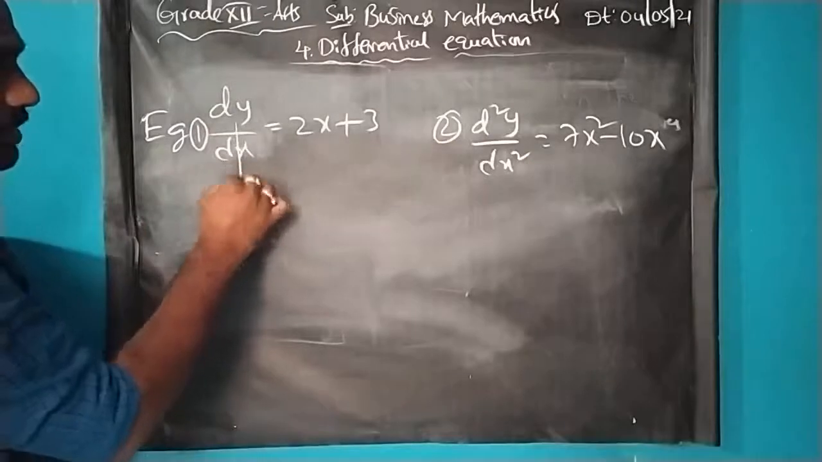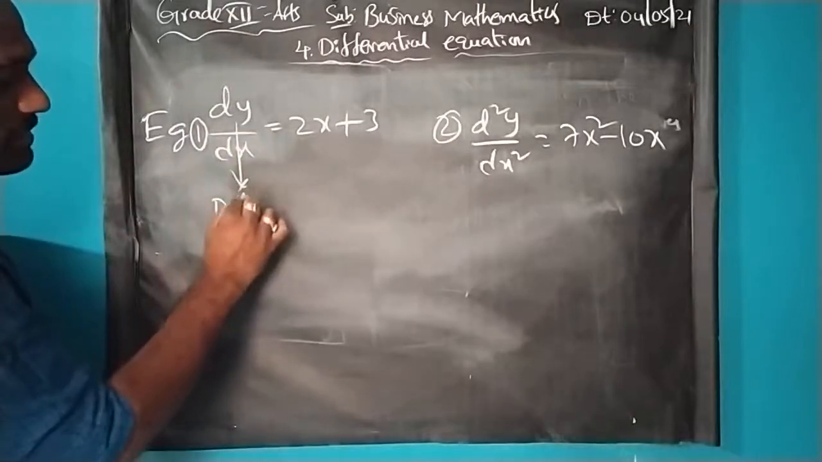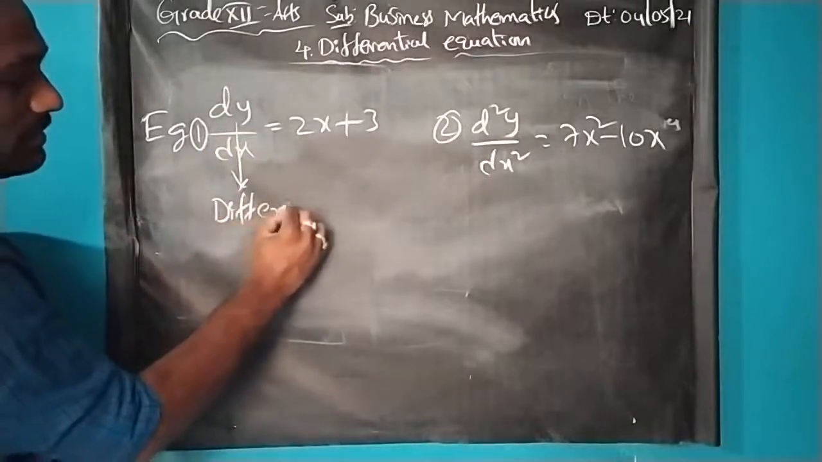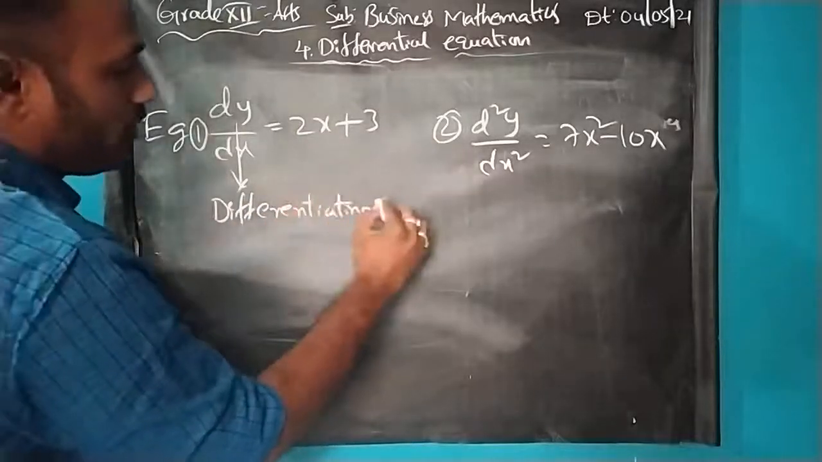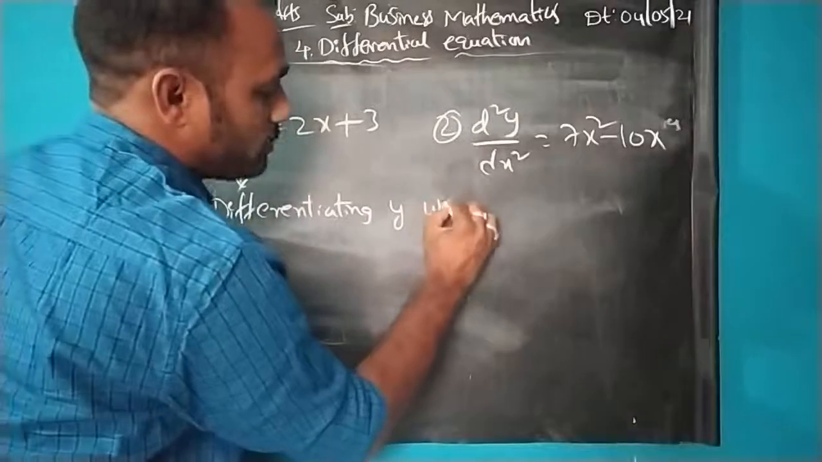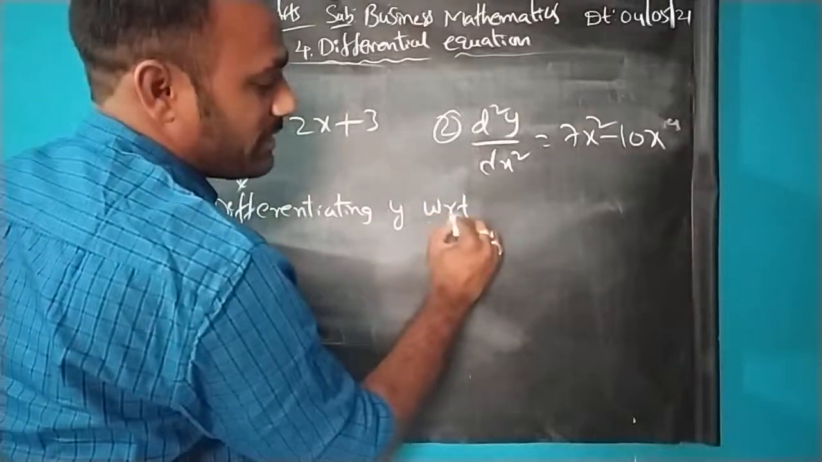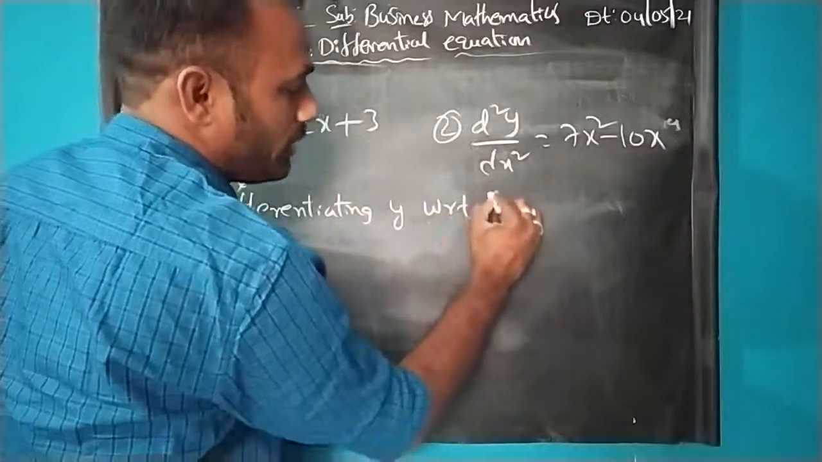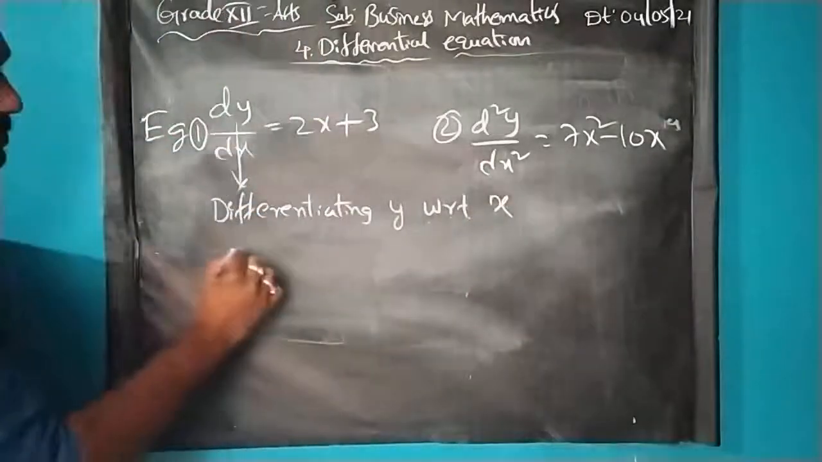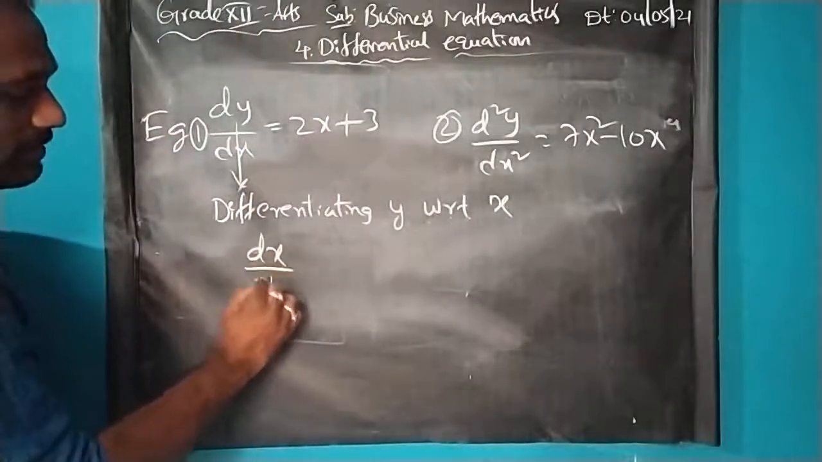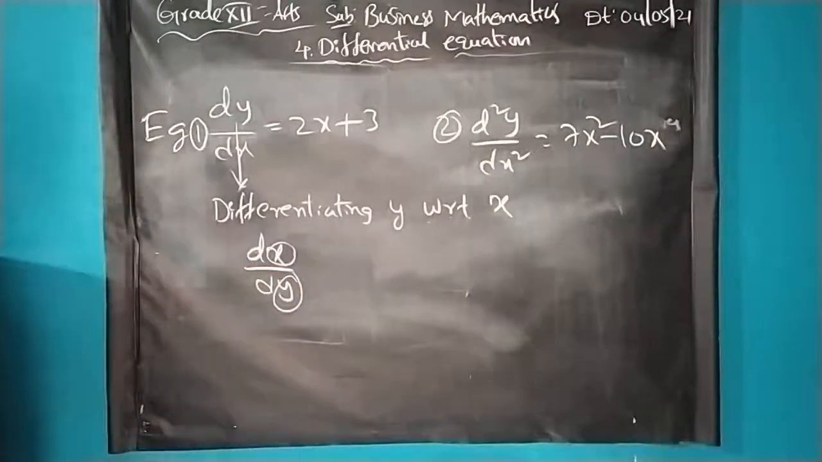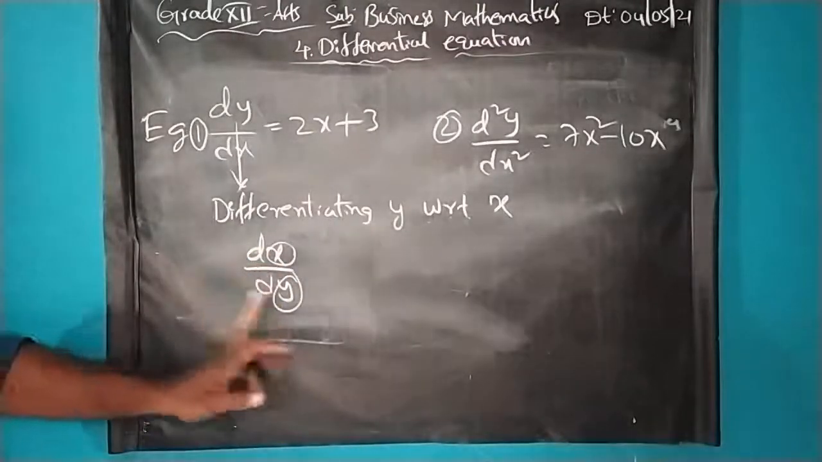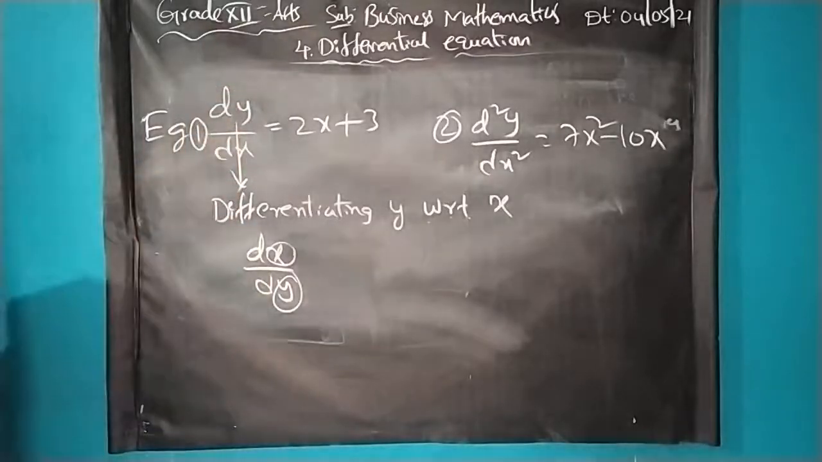So what does it mean? dy by dx means differentiating y with respect to x. WRT means with respect to. Suppose if I am writing dx by dy, then I am differentiating x with respect to y. So this is the meaning of dy by dx.